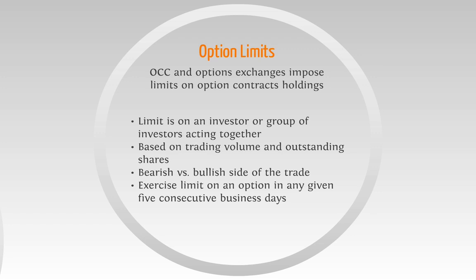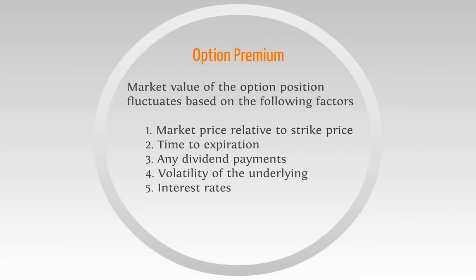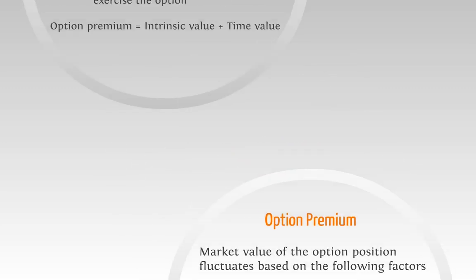The option premium is what you pay for these rights to purchase or sell the securities. They're based on these 5 factors that affect the premium price: the market price of the option and security relative to each other, the time left until the option expires, any dividend payments that might be coming up, the volatility of the underlying security, and the rate of interest rates.